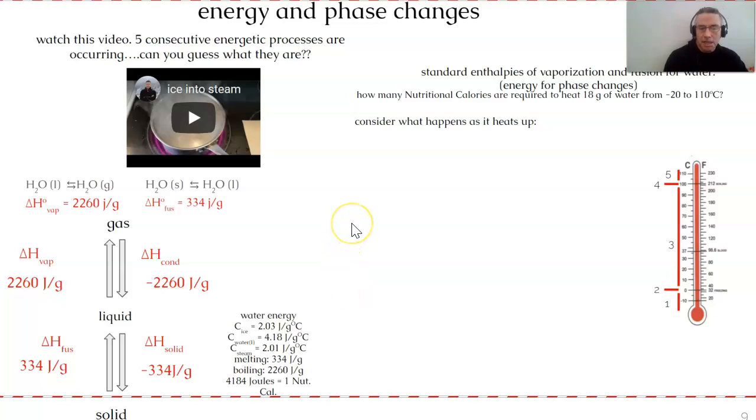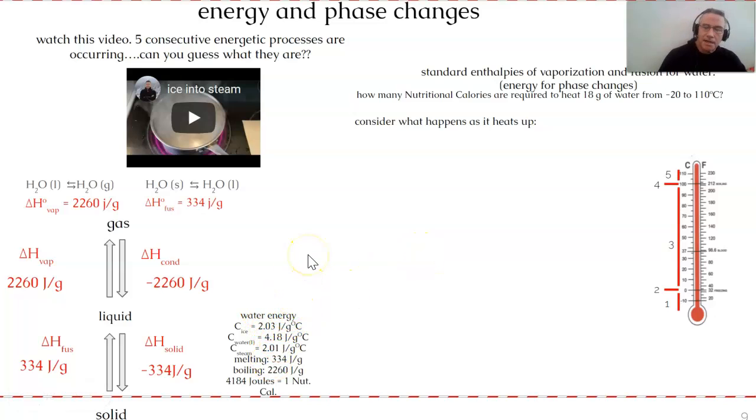For any phase changes, we need to know how much energy is involved. Those are shown here and here. And for any temperature changes, we need the specific heat of that substance. Now, you might think it's just one number because it's water. Turns out there's a slightly different specific heat for ice, liquid water, and steam, and they're shown here.